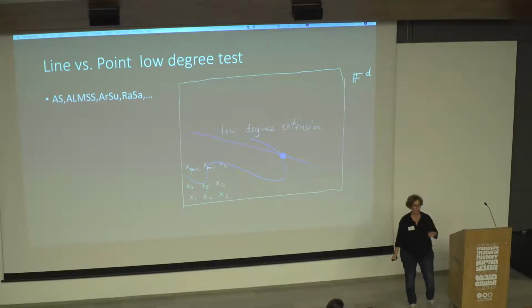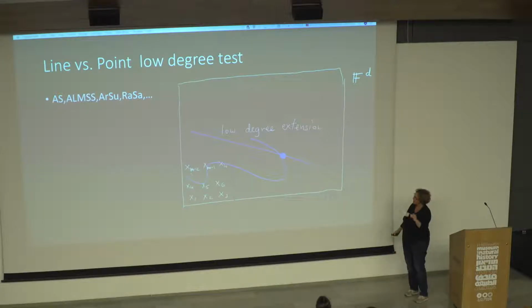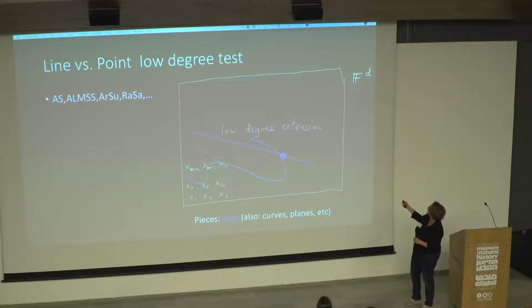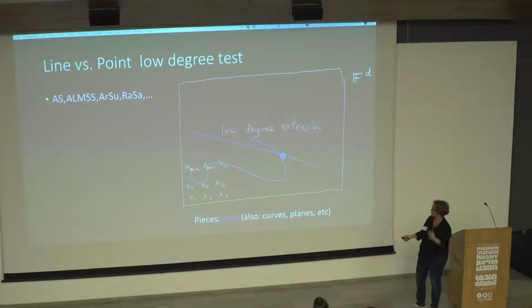Okay, and what you ask the prover, for every line, is to give you what is supposed to be the restriction of this global proof to this line. So what you've done is you've broken this global polynomial on F^d into many, many pieces, these lines. I'm sorry about the colors. You've broken them into many, many pieces. Each line is a different piece. Maybe you also have pieces for curves. Maybe you also have pieces for two-dimensional objects like planes. There are many different variants here.